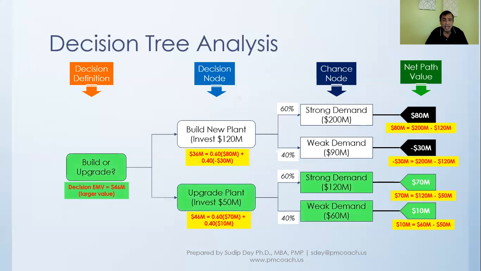And when we do that, we see our decision should be the upgrade plan, because that is giving us a larger expected monetary value, which is 46 million. So this is how we can apply the alternate path. This is how we can use the decision tree analysis in making our decision.